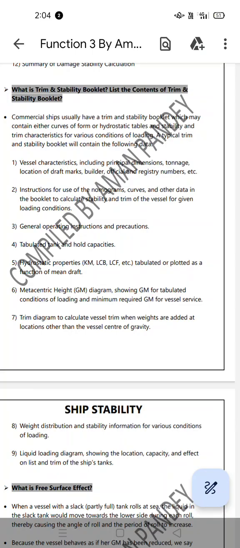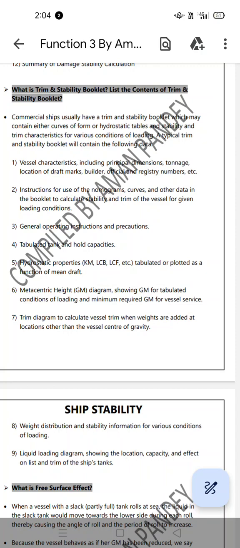So first, vessel characteristics include principal dimensions, tonnage, location of draft marks, builder, official registry number, etc. In that I had only remembered the Plimsoll mark. It is not only that, so I don't have to use the word Plimsoll mark. I have to use tonnage, location of draft marks, principal dimensions, official registry number, builder, etc.